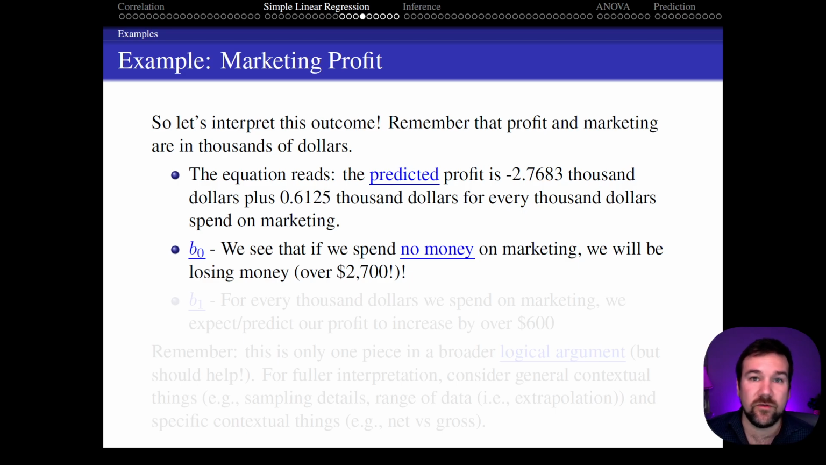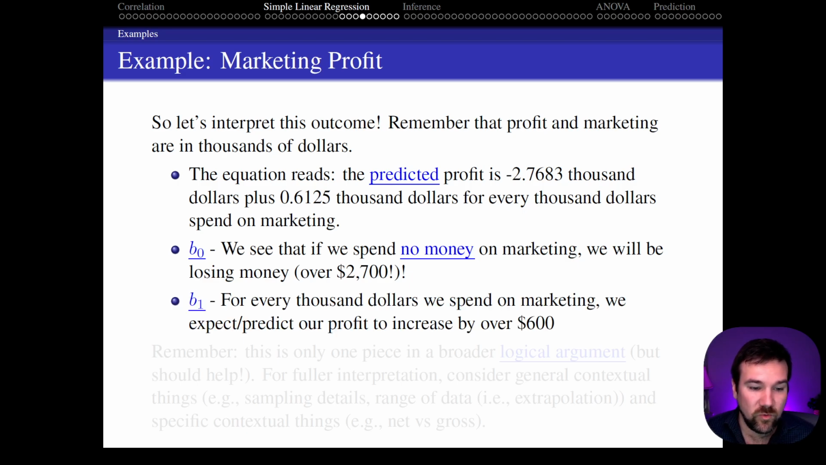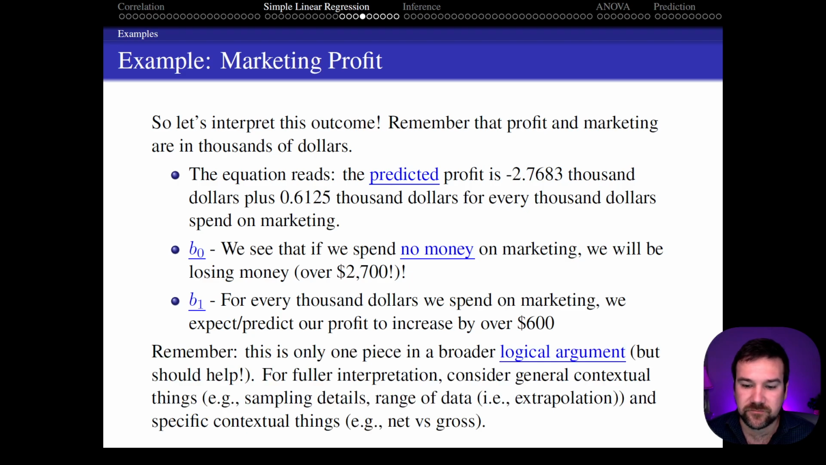So for B0, the y-intercept, remember this is if we spent no money on marketing, what the expected profit would be. Well, if we spent no money on marketing, we'd expect to not have a profit. In fact, in this case, we'd expect to have a loss of over $2,700. B1 is, based on the sample, the predicted slope. That is the predicted increase in profit for every increase in marketing budget. So for every $1,000 we spend on marketing, we expect or predict, on average, our profit is going to increase by over $600 for every $1,000 we spend on marketing.